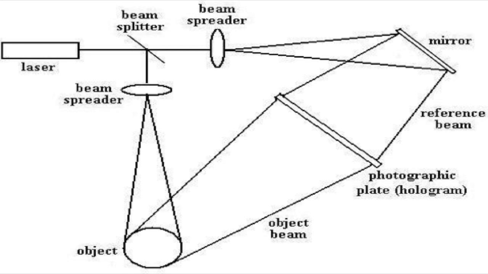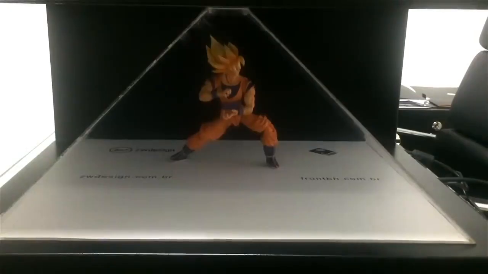Main types of holograms: the reflection hologram. This forms images by reflecting a beam of light off the surface of the hologram. And one type of reflection hologram is a direct beam reflection hologram. And this is the easiest to make.